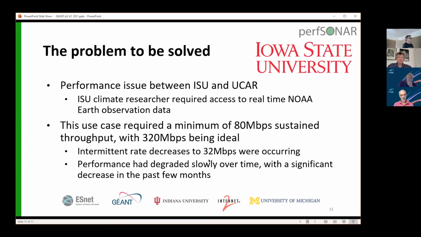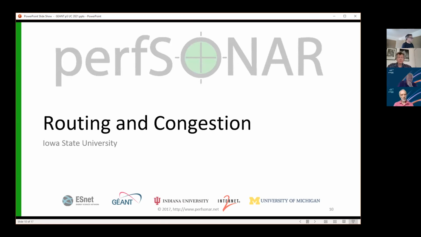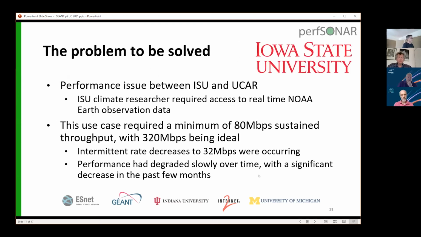So I'm about halfway through my time, which is perfect because I've got one more example. So routing and congestion over at Iowa State University. We had a performance issue between Iowa State University, specifically a researcher in one of their buildings, I think it was the agronomy building, and UCAR, which is the University Corporation for Atmospheric Research. So that's a large co-op of over 100 universities that all come together to share and study weather and atmospheric related data, and they are headquartered in Boulder, Colorado.